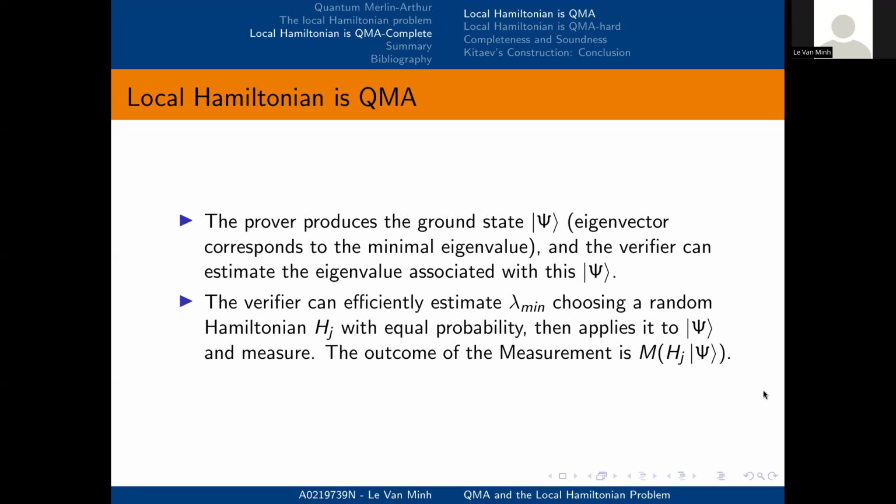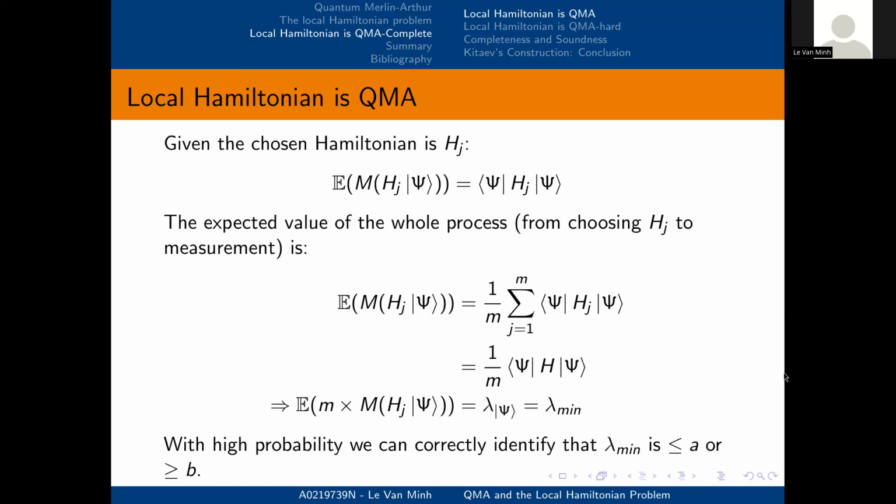We can call the outcome of the measurement m Hj times bra psi. And as we have defined, we have proved that the expected value of this measurement outcome is always bra psi Hj ket psi. And then we estimate the expected value of the whole process.